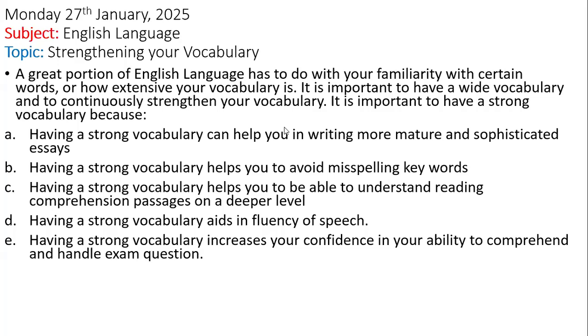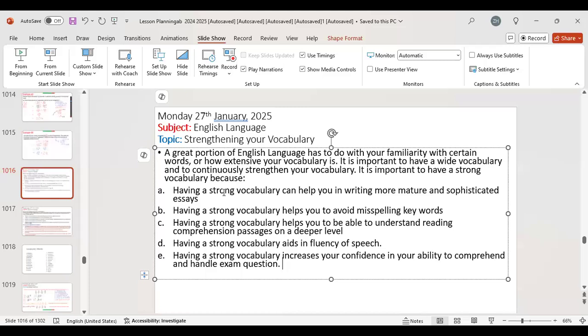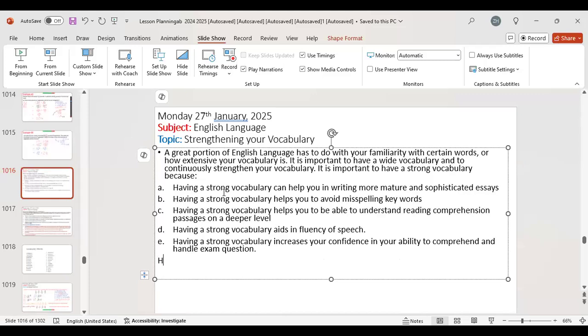Excellent. So now we know how it can help you. We know why it is important to have a strong vocabulary, but we still haven't answered the question of how to strengthen your vocabulary. So let's give some ways we could strengthen your vocabulary. Go ahead. By reading, yeah.